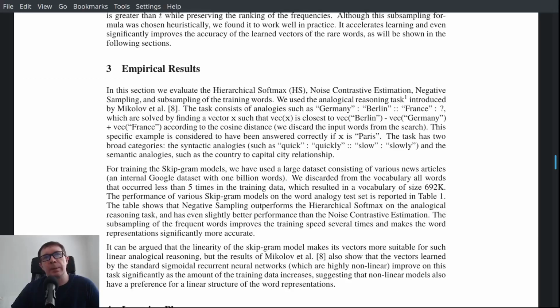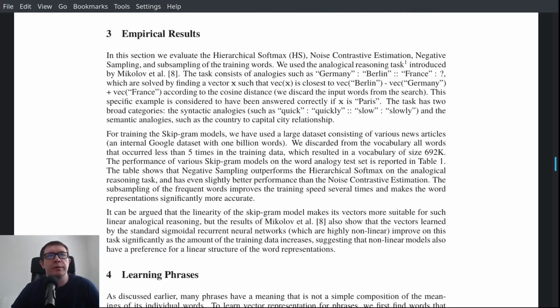Then they go on to talk about their empirical results. We've kind of started to cover this, talking about cosine distances. That's one task they did, as well as the syntactic analogies, quick to quickly or slow to slowly. They say they have an internal Google data set of 1 billion words. We don't have that. We use the IMDb database and a vocabulary of 692,000 words.